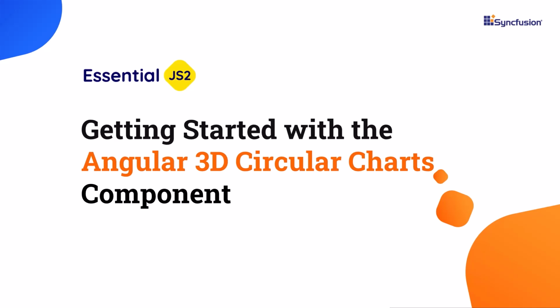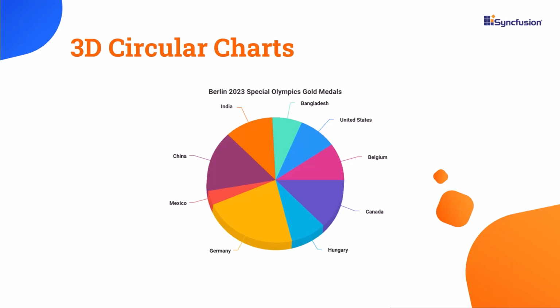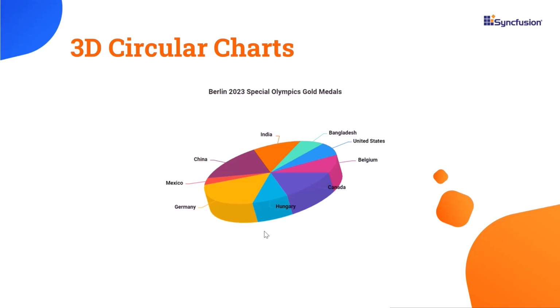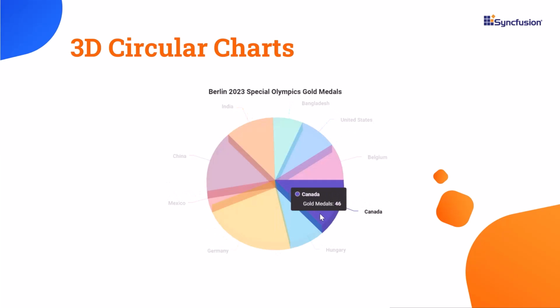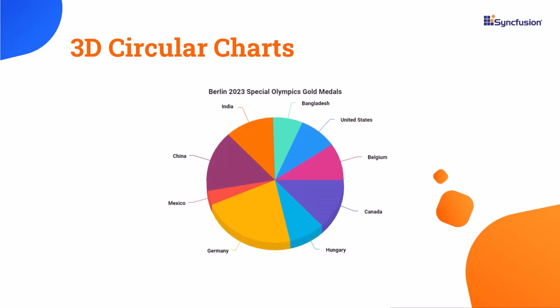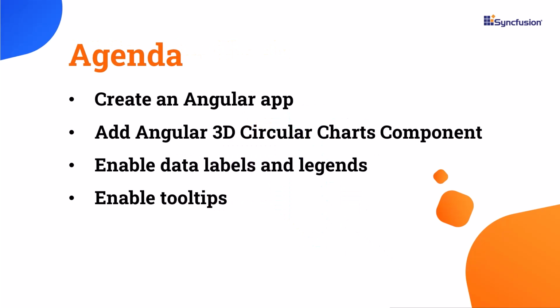Welcome to this Angular 3D Circular Charts tutorial. With the Syncfusion Angular 3D Circular Charts, you can present the proportions of items within a group in stunning 3 dimensions. You can use pie and donut chart series to represent the data. In this video, you will see how to create an Angular app and add the Syncfusion Angular 3D Circular Charts component to it. You will also learn how to enable data labels, legends, and tooltips.